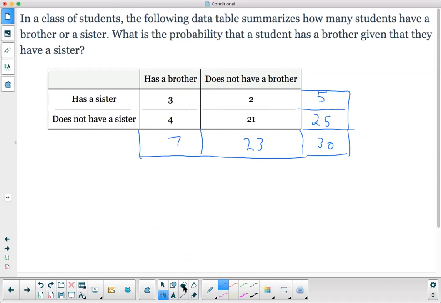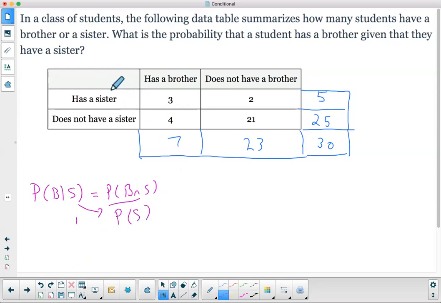That has to work. So in a class of students, the following data table summarizes how many students have a brother or sister. What is the probability that a student has a brother given they have a sister? So the probability that they have a brother given that they have a sister, I'm going to write it out with the formula first. Well, the order doesn't matter, but it's probability of brother and sister, okay, over the probability of sister.